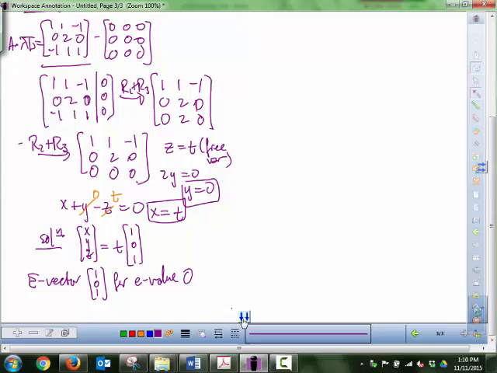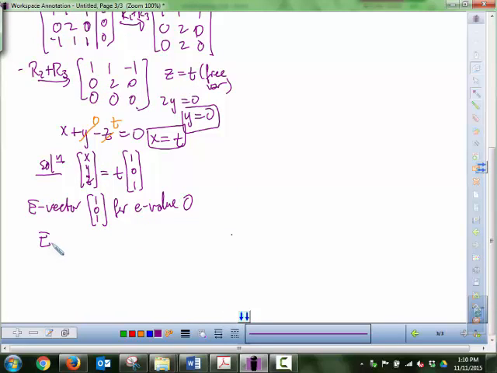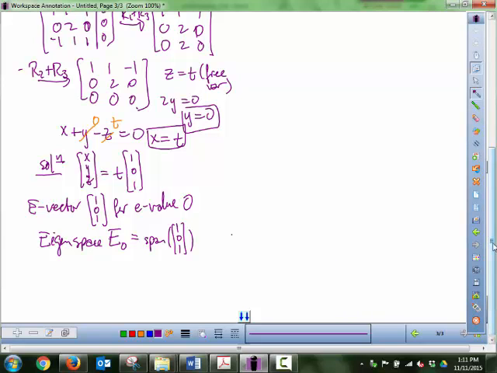And then just to rewrite this in a slightly different way, the eigenspace E sub 0, 0 is your eigenvalue, is going to be the span of this vector 1, 0, 1. Okay? So this is a one-dimensional vector space, which means our geometric multiplicity is equal to 1. All right, so that constitutes about a third of this problem.